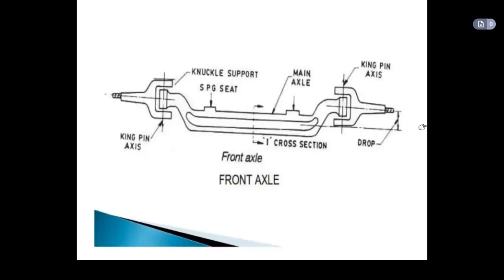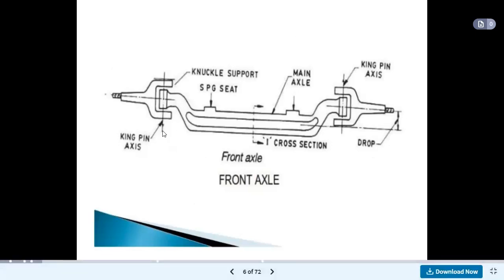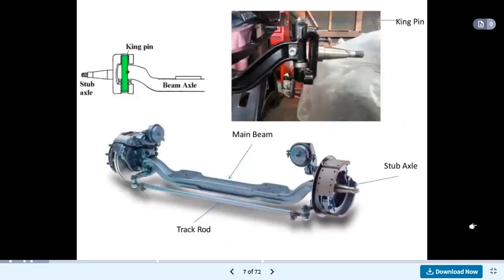If we see the diagram of the front axle, this is the diagram. So the kingpin axis. Here the kingpin is provided, and here only a line is shown, and this is known as the kingpin axis. So this is the knuckle support, spring seat. This is the main axle, and again here the kingpin axis. This is the drop, the distance from the bottom point of the axle to the horizontal axis. And this is the cross section. If we cut it here, we see an I cross section.